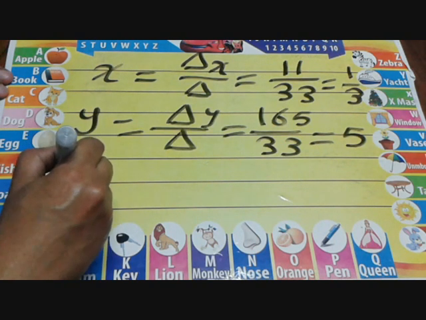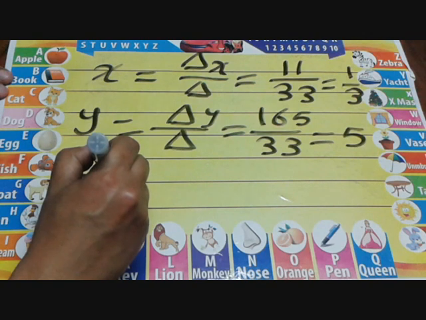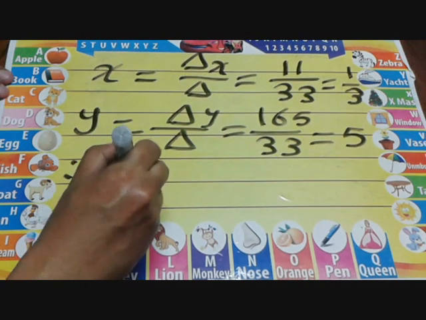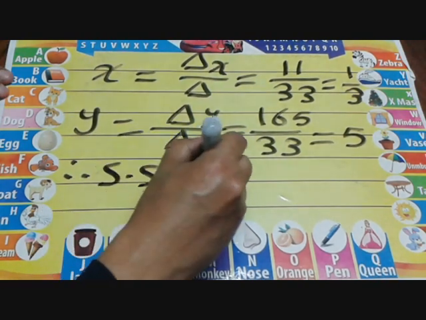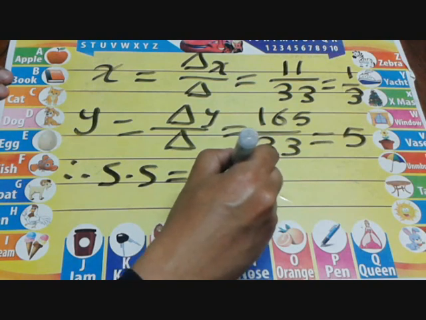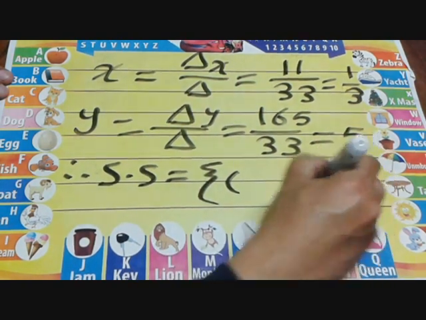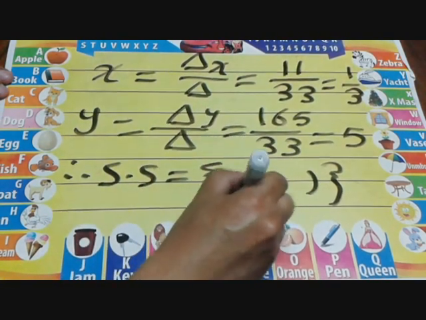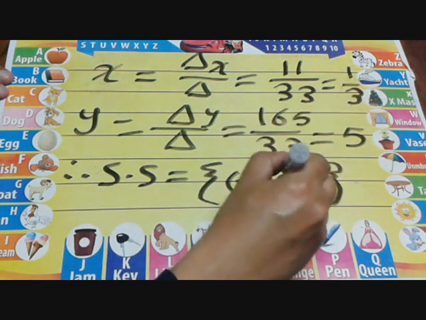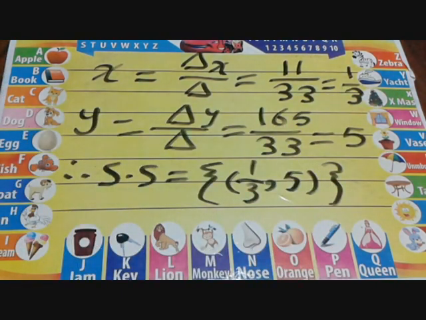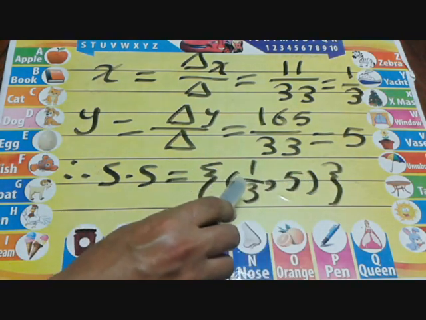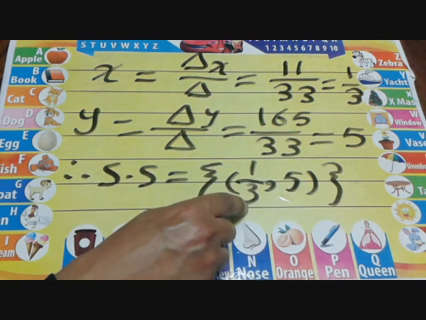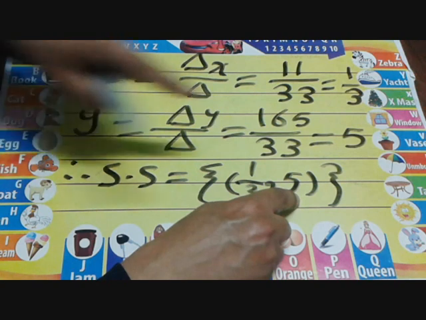Now, therefore, the solution set consists of an ordered pair. x, we put it here, one third, 5, put it here. The set of the ordered pair, one third and 5, according to the value of x and the value of y.